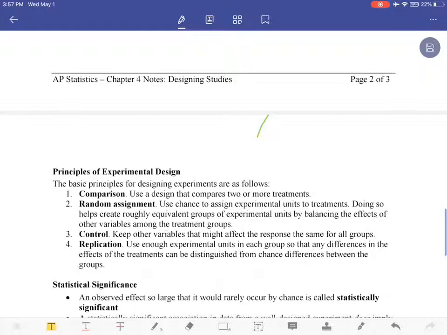Control, we want to try and control as many variables as possible in our experiment. Otherwise, there could be other variables that are affecting our results.